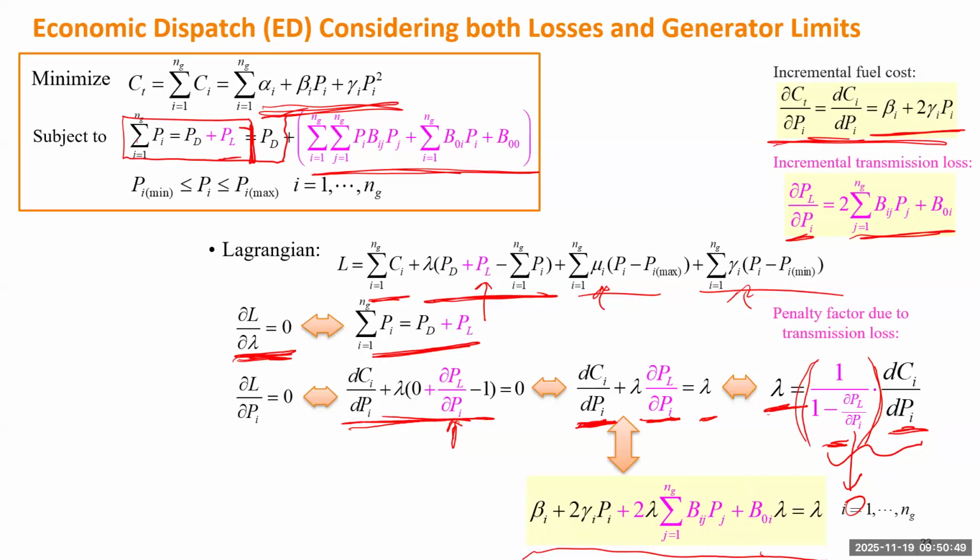If you're able to solve this equation, that tells you lambda, and that also tells you Pi. You just need to list such equations for all generators, from P1 to Pn, together with lambda. You have n plus 1 variables to calculate. If you have any approach, you can solve such equations. That will be the final answer. But definitely you also need to check the limit of the generators.